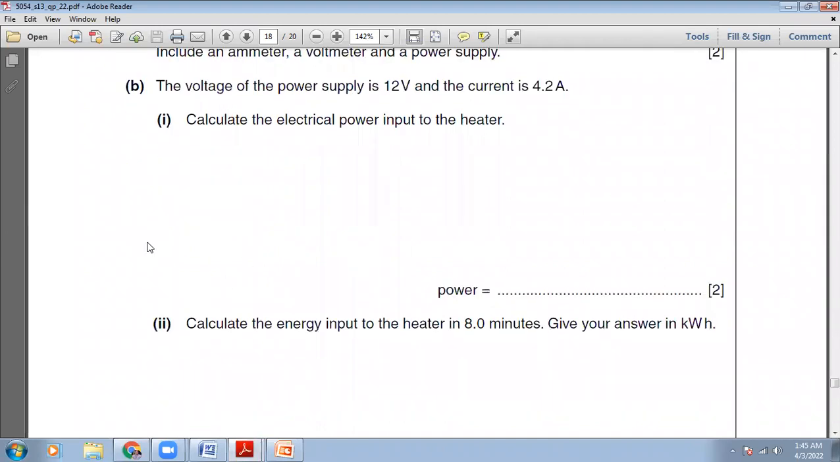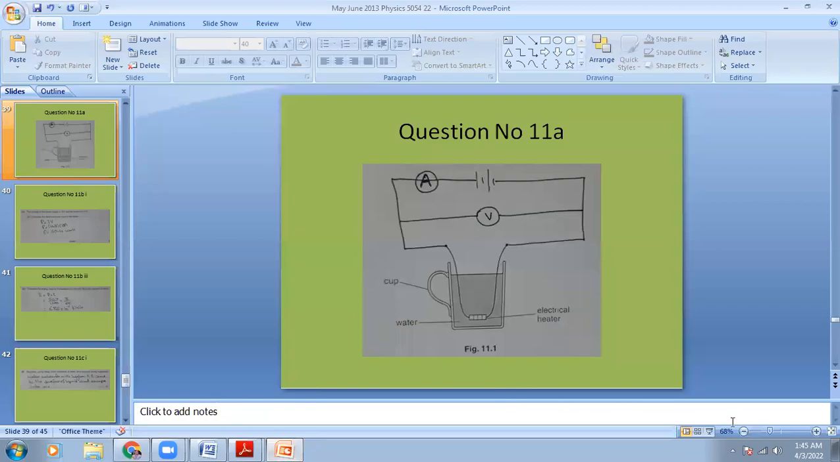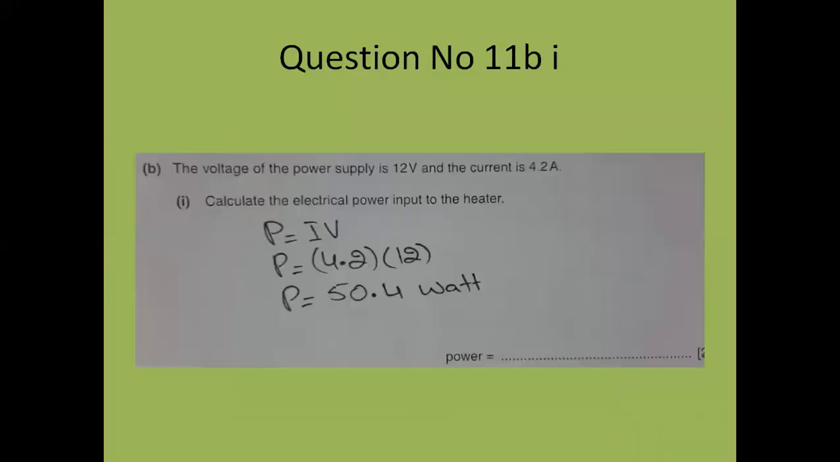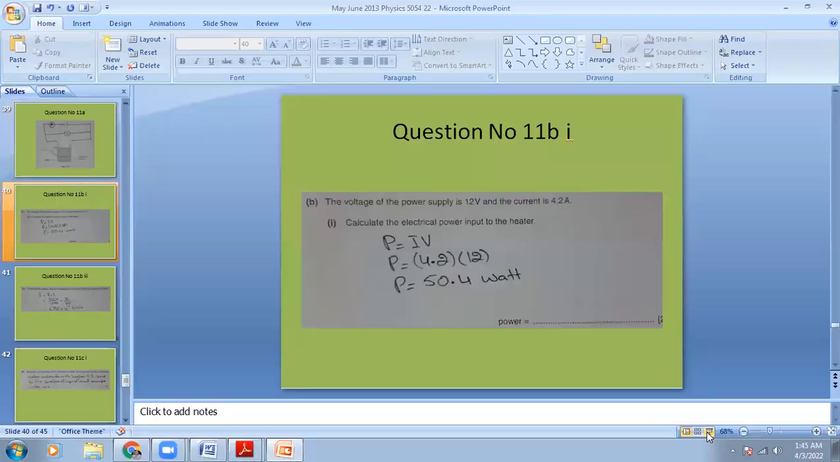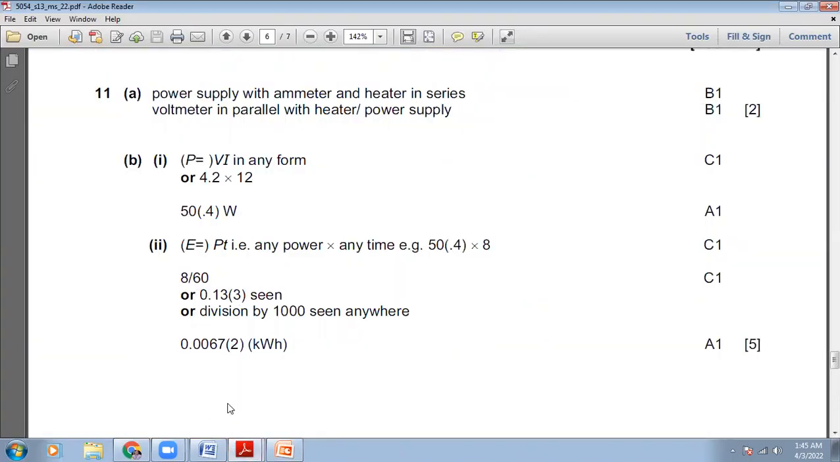He says the voltage of the power supply is 12 volt and the current is 4.2 ampere. Calculate the electric power input to the heater. You know the power formula is IV, I means the current, V means the voltage. So 4.2 ampere multiplied by 12 volt, you will get the power in, sorry, I said joules, it's in watt. So 4.2 multiplied by 12, it will be 50.4 watt. Let me check the answer. 50.4 watt.